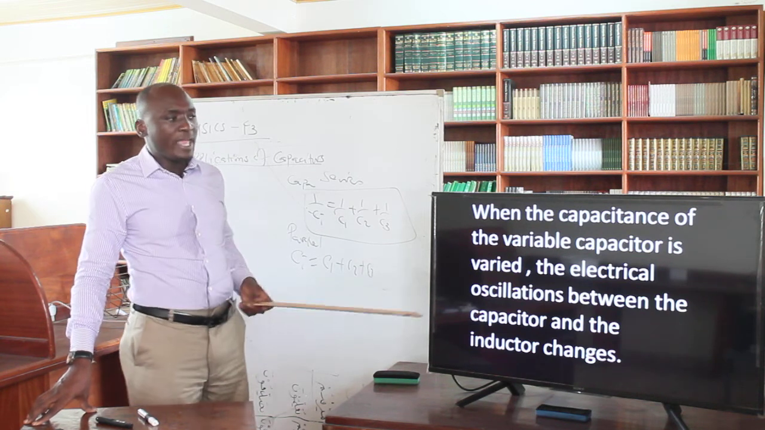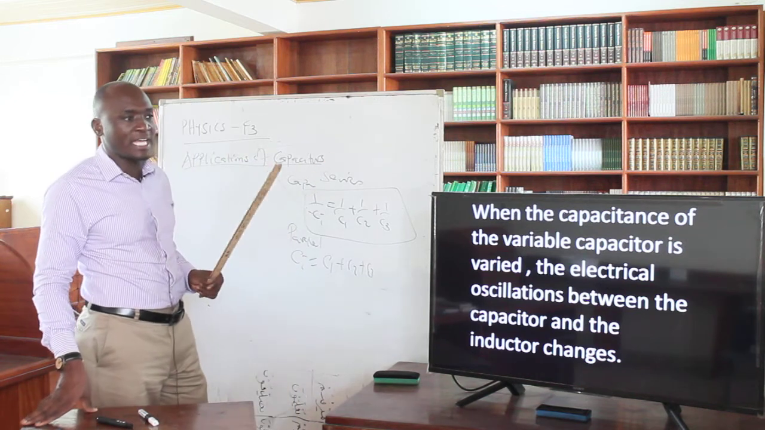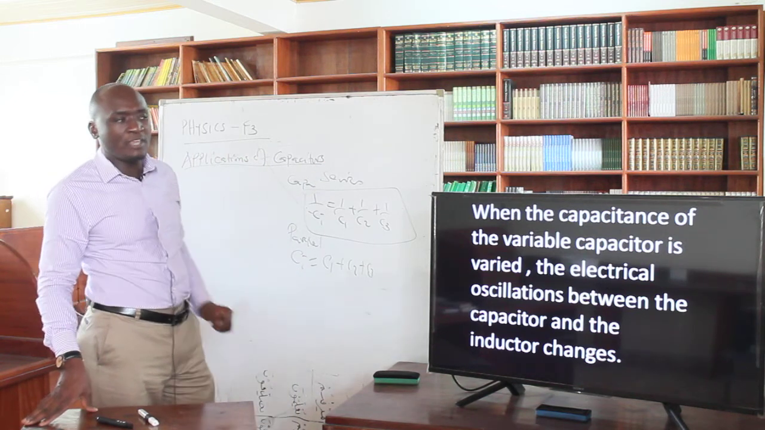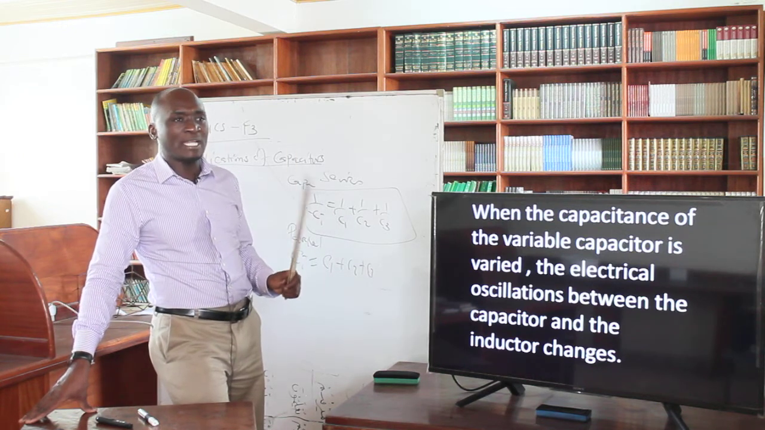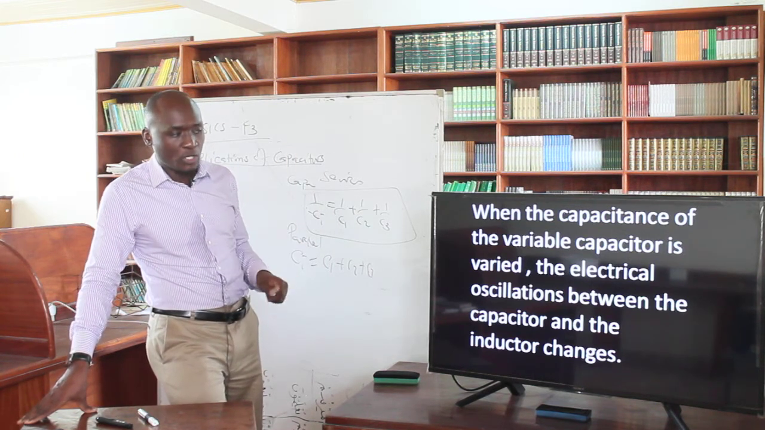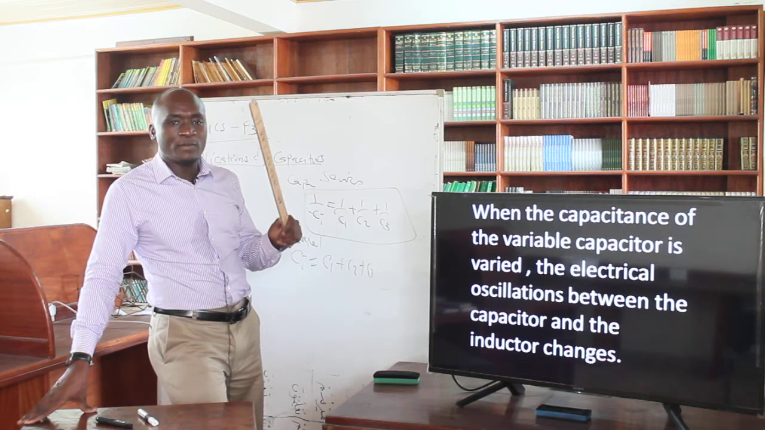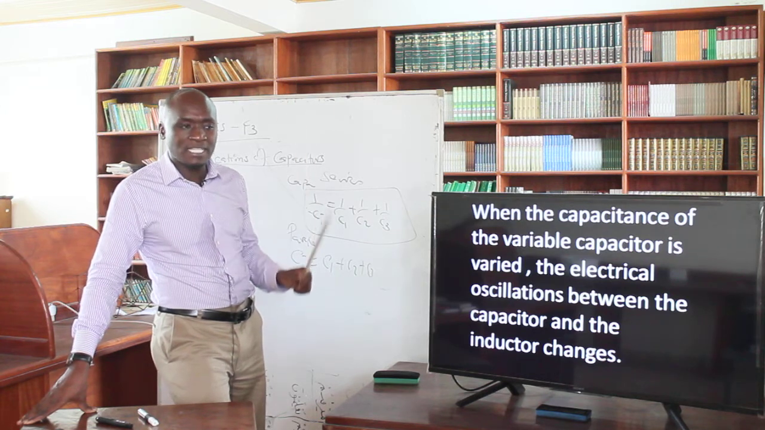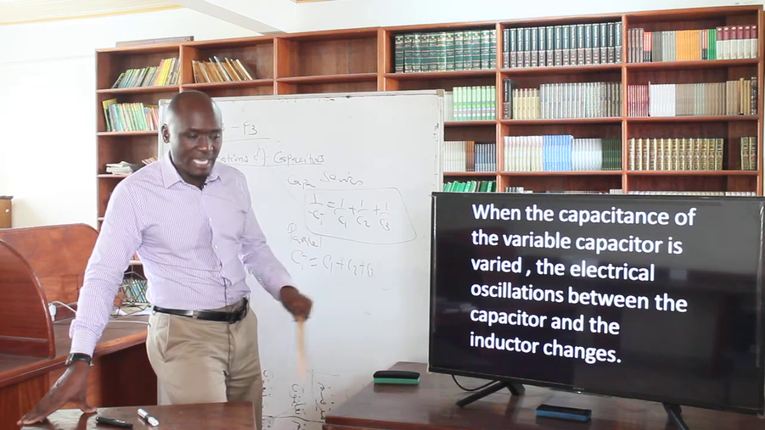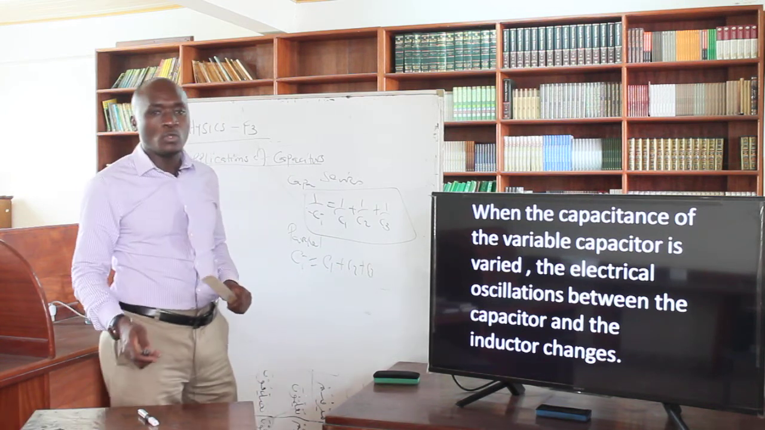We are saying that we are varying what we call the capacitance, and of course you know how we can find capacitance. If you have been given several capacitors in a circuit, we can get the total capacitance. So by varying that capacitance, the electrical oscillations between the capacitor and the inductor will change. Either it will increase or it will reduce, depending on how you vary it.